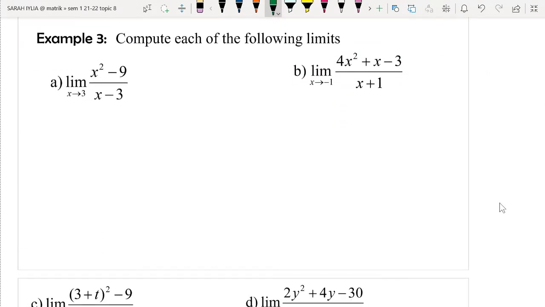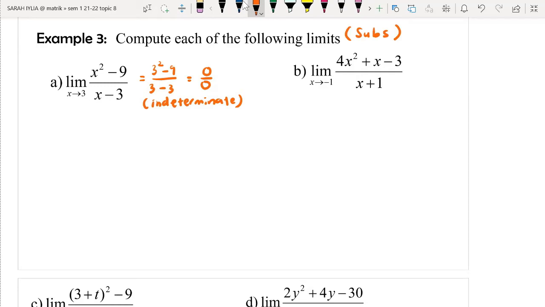So, example 3, compute each of the following limit. So, ingat, bila kita nak cari limit, kita mesti substitute. Tak ada cara lain. Okay, so we have x squared minus 9 over x minus 3 as x approaches 3. So, kalau kita try substitute kat sini, kita akan dapat apa tu? 3 squared minus 9 over 3 minus 3. So, we encounter 0 over 0. Tak boleh. That's how we call this is indeterminate situation.